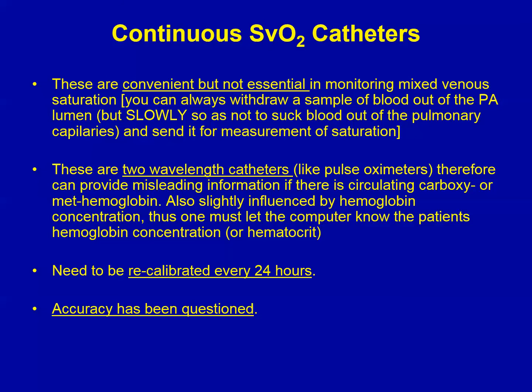There are also continuous venous saturation catheters. These are convenient but not essential. Remember, they use two wavelengths and therefore can be influenced by both hemoglobin saturation and the correction by hematocrit, and also by the presence of abnormal hemoglobins.